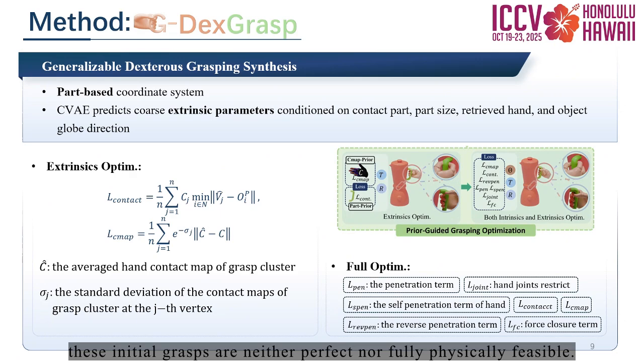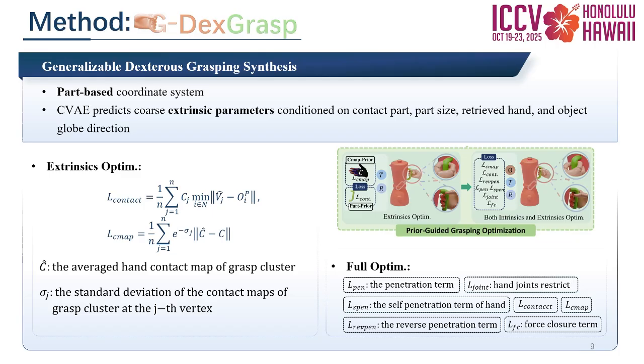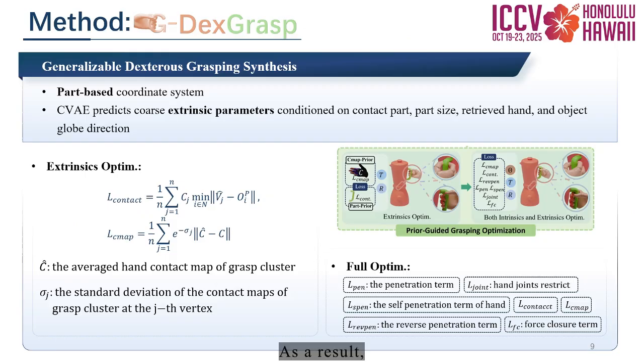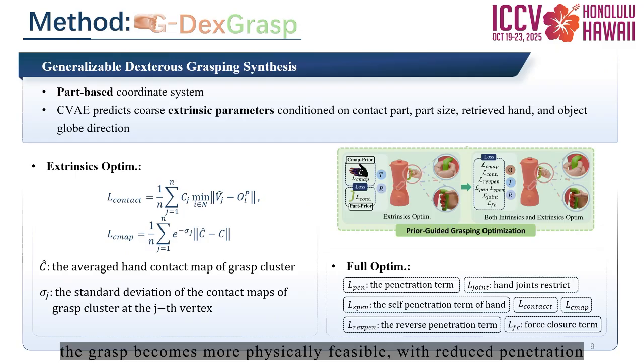Naturally, these initial grasps are neither perfect nor fully physically feasible. To address this, we introduce a two-stage grasp pose optimization process that leverages the retrieved hand contact distribution priors and part priors. As a result, the grasp becomes more physically feasible, with reduced penetration and better contact enforcement.